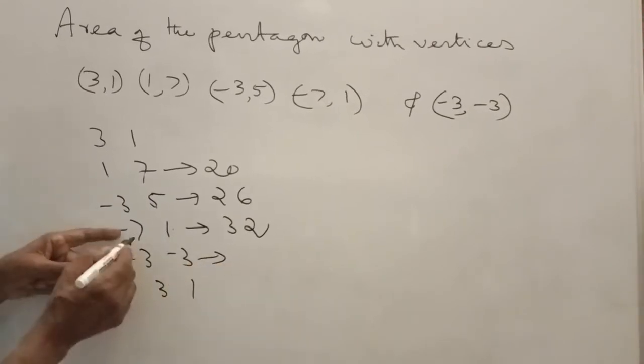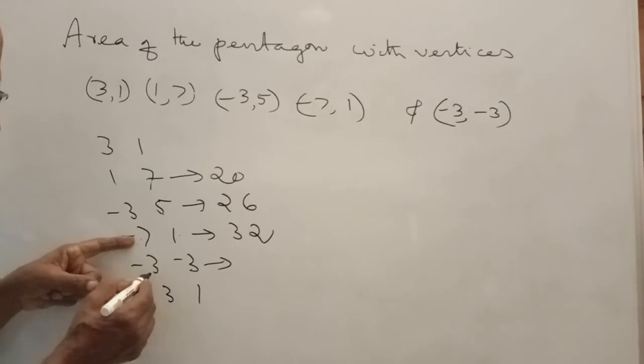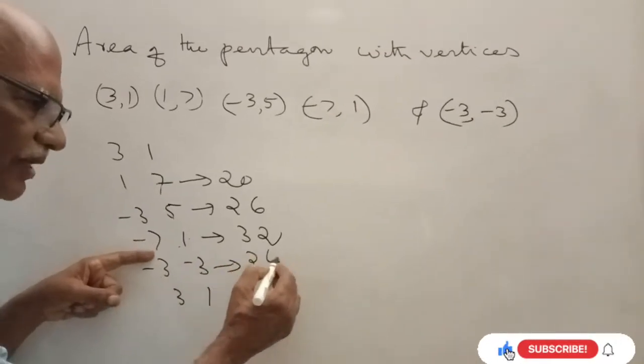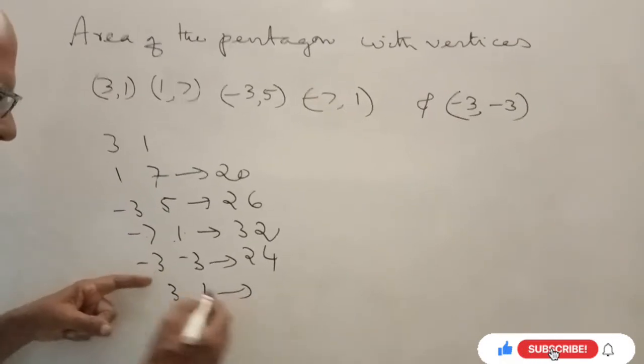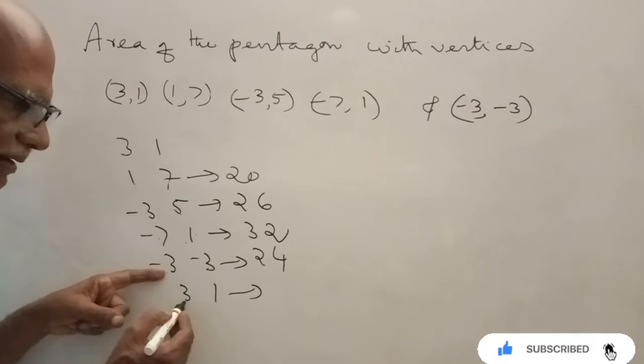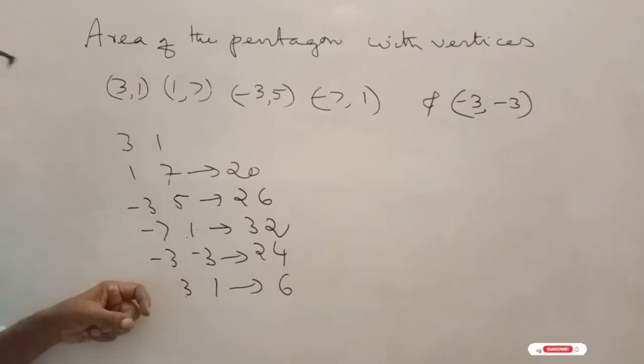The next one: -7 into -3 is 21, minus 3, that is 21 plus 3, which is 24. And finally, -3 into 1 is -3, then minus 9. So 9 minus 3 is 6.